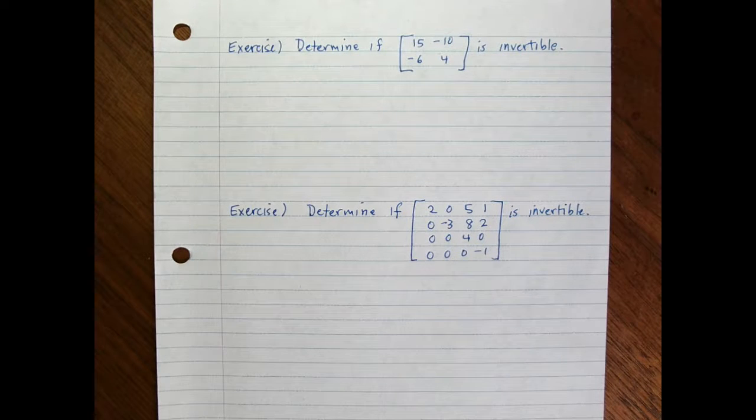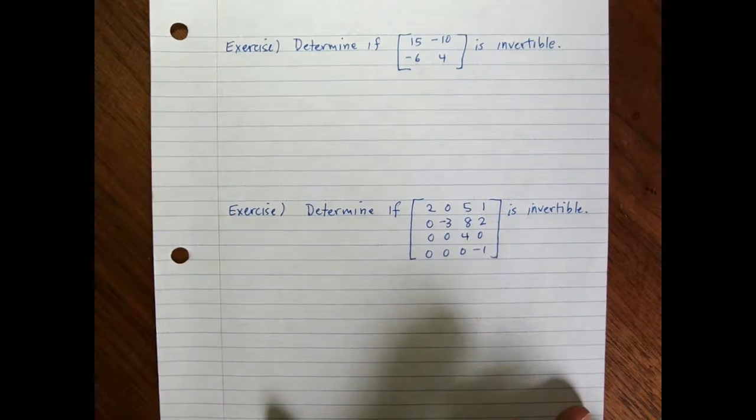So this is our third video for section 2.3, characterizations of invertible matrices. We're going to do a couple problems. These problems are going to seem kind of anticlimactic because they're fairly straightforward now that we have our theorem.